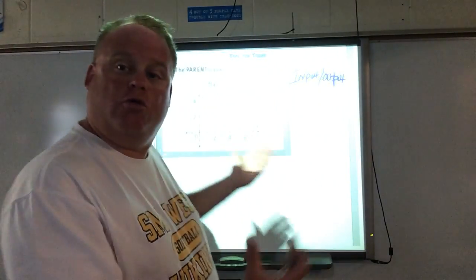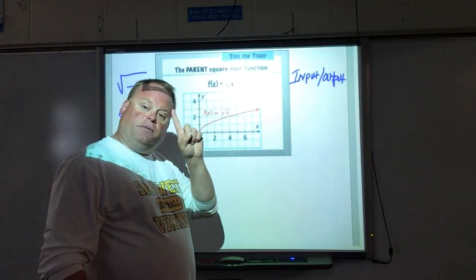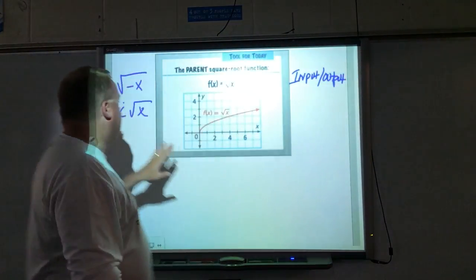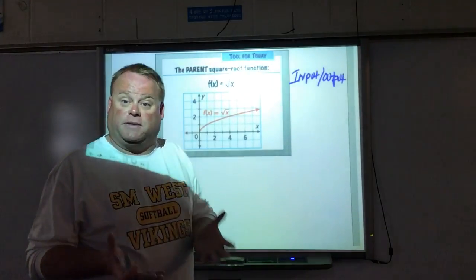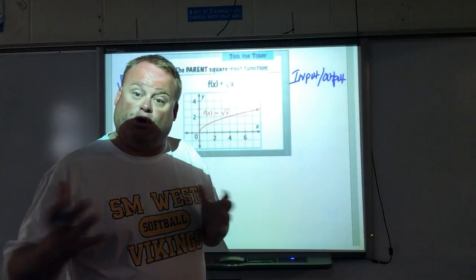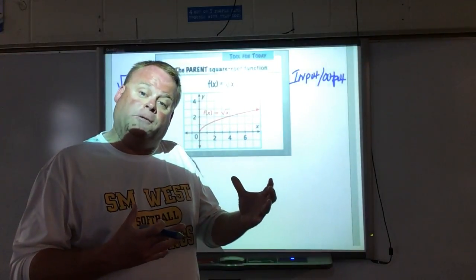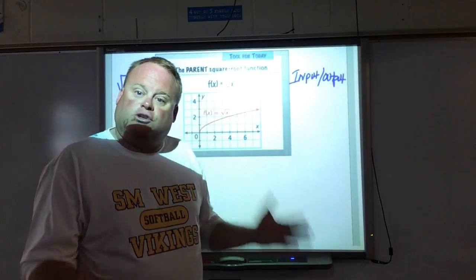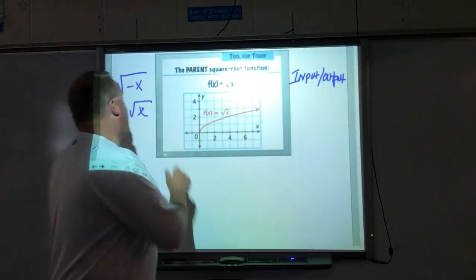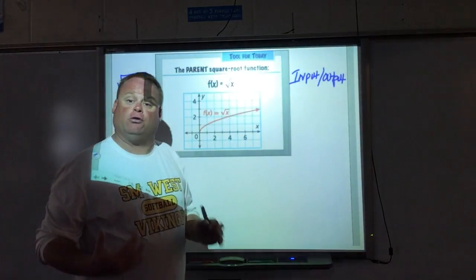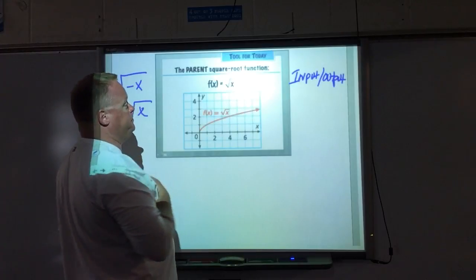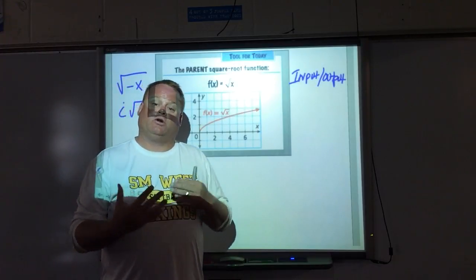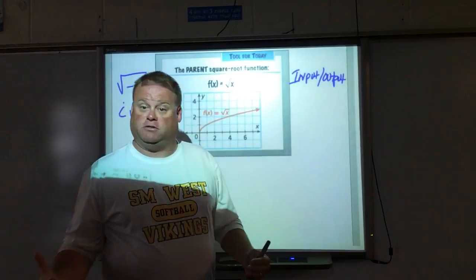As I go through these, just keep in mind that I can never have a negative number underneath. It's not real, that's imaginary, correct? And if it's imaginary, then we can't do it. So everything has to be positive underneath the radical, okay? As we look at this one, the parent square root function, what we're doing today is graphing square root functions, okay?